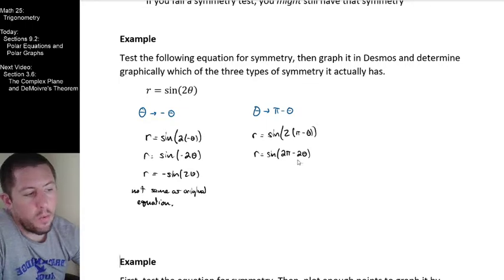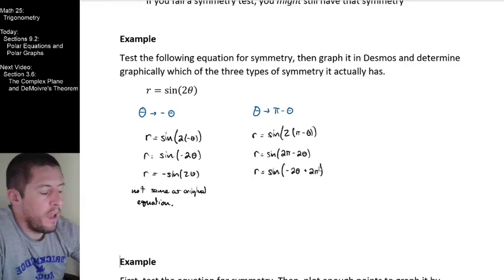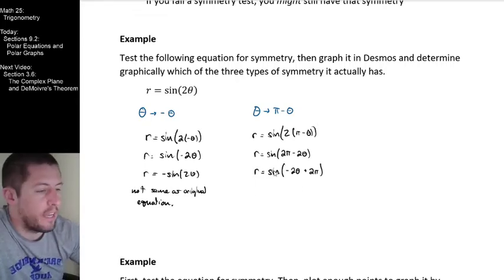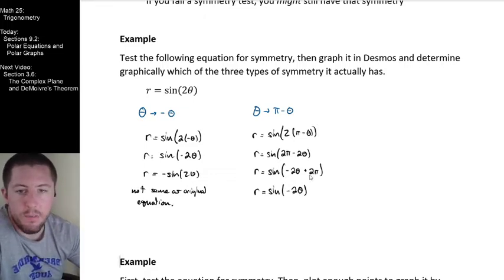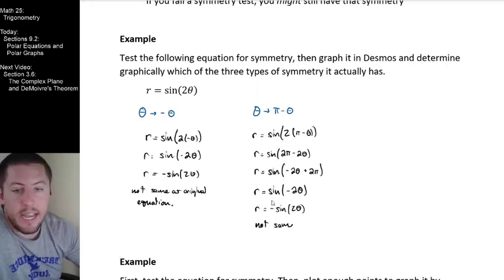And I do know what to make of this guy right here. I'm actually thinking of this as r equals sine of negative 2 theta plus 2 pi. And what I know is that if you add 2 pi inside of a sine function, that doesn't do anything. This is coterminal, right? So this should just be sine of negative 2 theta because of the periodicity of the sine function by 2 pi. And now we're right back into the same scenario we were in a second ago, where we're getting r equals negative sine of 2 theta. And so it's not the same as the original because our original doesn't have this negative sign sitting out front.